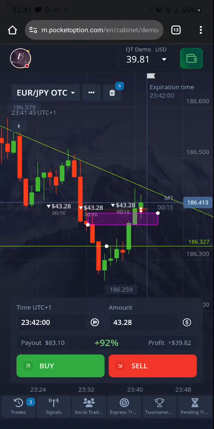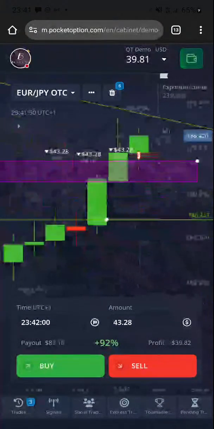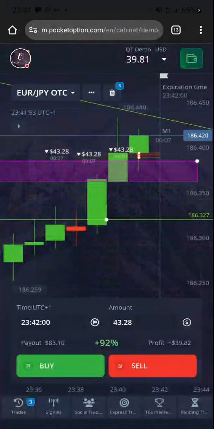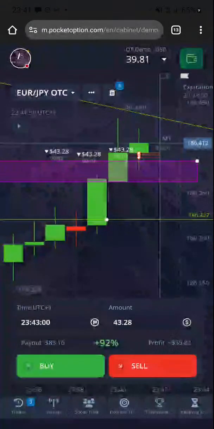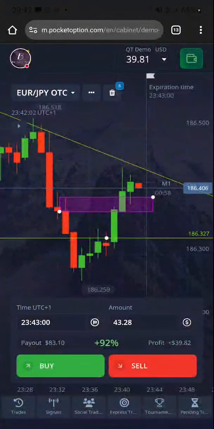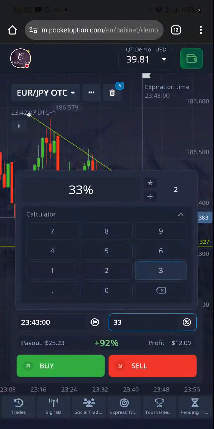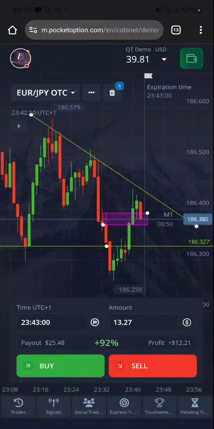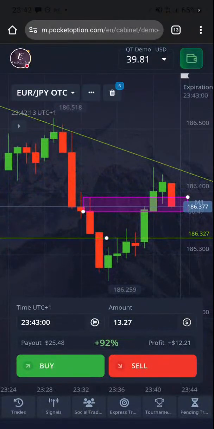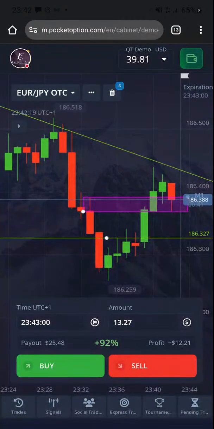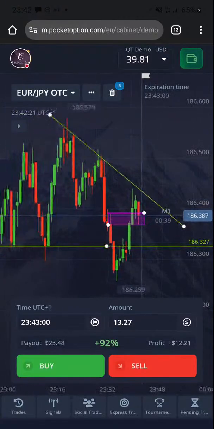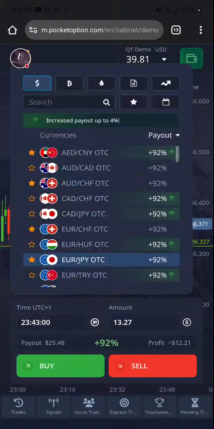I was expecting this red candle. Why is it pushing? Okay, no problem. I guess the buyers have decided to push the price up to this point, but it's okay. The red candle we're expecting now is happening. Come on. But it's okay, no problem. We'll look for a better trade.